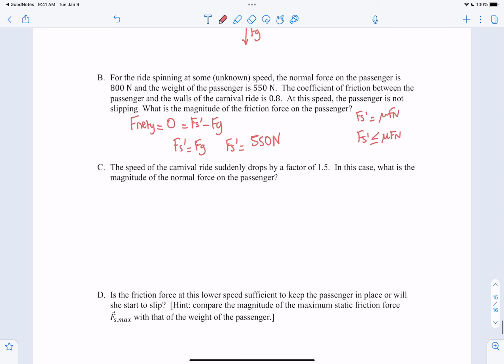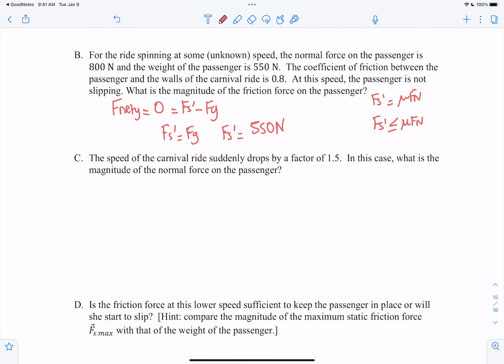Part C is asking for the speed of the carnival ride. They say the speed of the carnival ride suddenly drops by a factor of 1.5. In this case, what is the magnitude of the normal force? So, if I'm looking for speed, they said speed was decreased by a factor of 1.5. That just means that the speed was divided by a factor of 1.5. Basically, that's what it means. So speed was divided by 1.5. Now they're asking what the normal force is in this case.